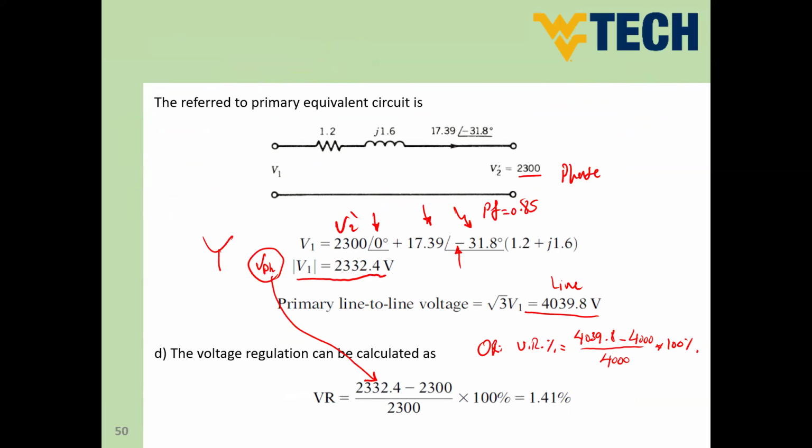So you can use the phase value or line value, no problem with that. But again, if you use phase value, you should use phase value for both V1 and V2 prime. And if you are going to use line value, use the line values for V2 prime and V1. Okay, so the relation again, guys, I'm going to write it down here. Volt regulation is V1 minus V2 prime, divided by V2 prime. So this is the relation of the volt regulation.